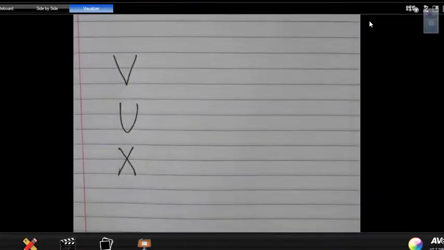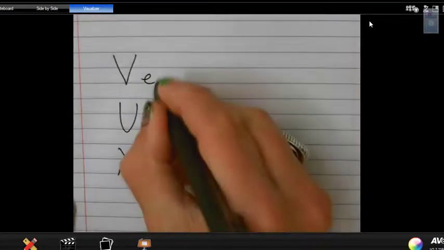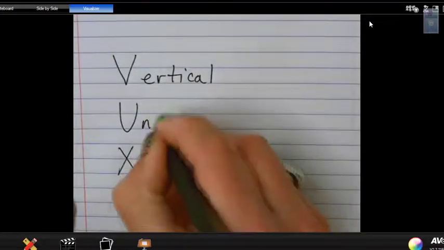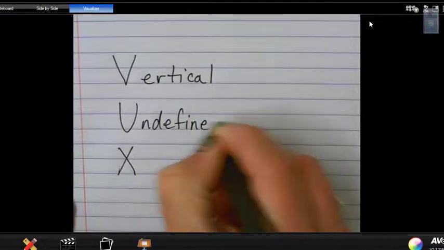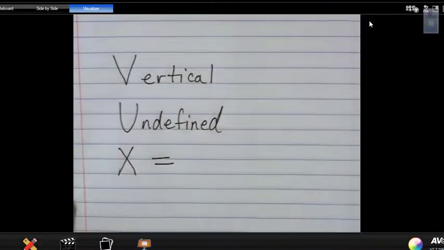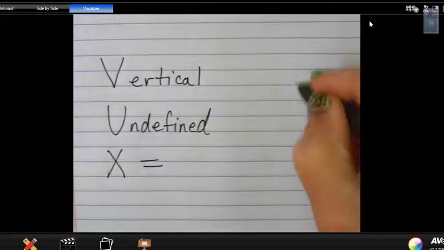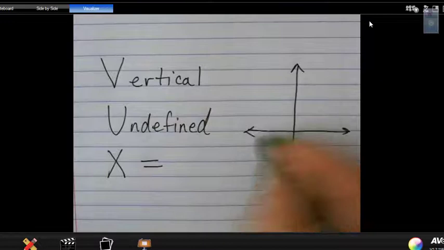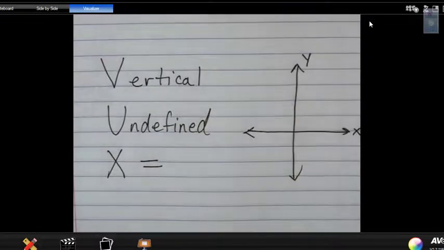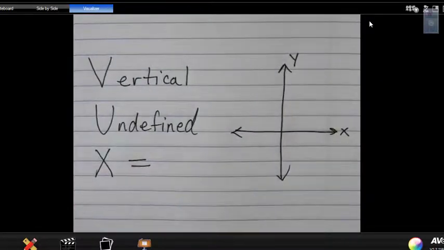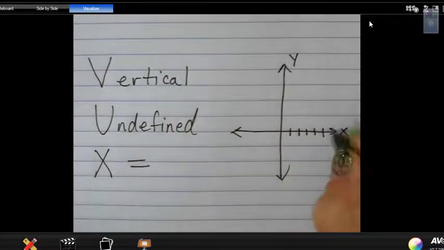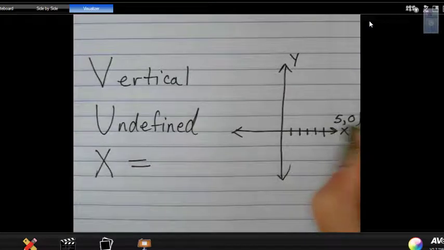Let's go over Vux. You guessed it. Vertical, as Slope Dude would say, undefined. And this one's going to be x equals. So again, just sketch your axis, y-axis, your x-axis. Well, this time, okay, we have vertical lines. Let's just go 1, 2, 3, 4, 5. So this would be 5, 0.